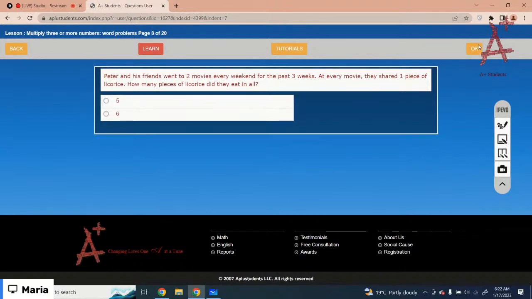Okay, Peter and his friends went to 2 movies every weekend for the past 3 weeks. At every movie, they shared one piece of licorice. How many pieces of licorice did they eat in all? So you have to do 2 times 3 times 1. 2 times 3 is 6, and 6 times 1 is 6. So the correct option is 6.